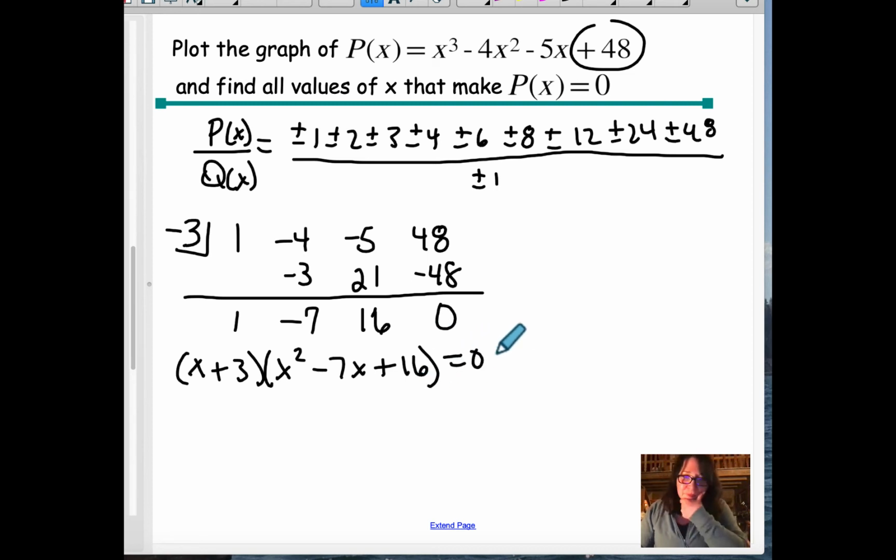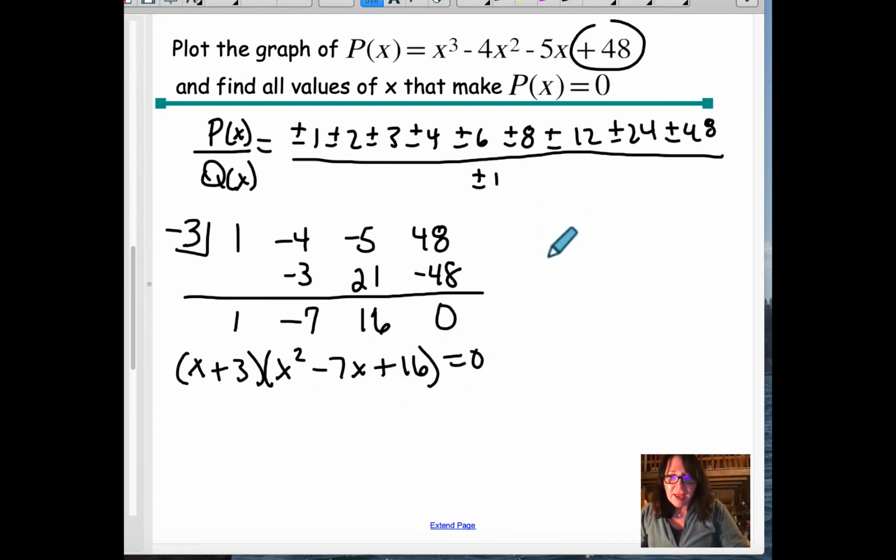And then, let's see, to make 16, that would be 1 times 16, 4 times 4, and 2 times 8, none of which is going to add up to be 7, which means that I'm going to need to use the quadratic formula again to try to figure out what the rest of the values are that make p of x equal to 0. And so we're going to use it right here.